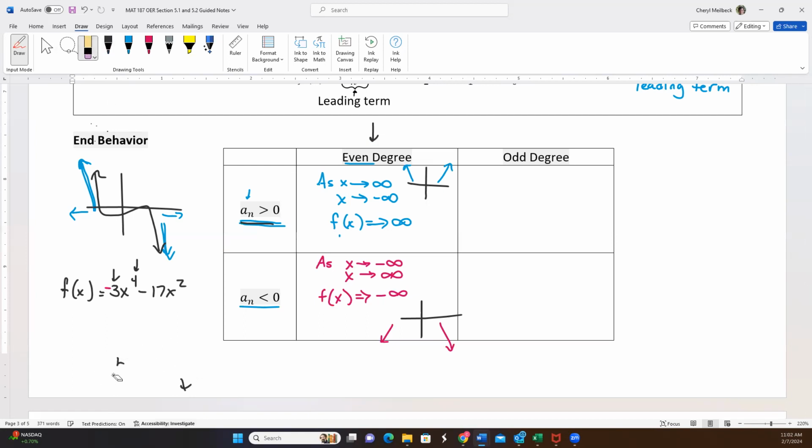All right, let's go on to an odd function. Odd functions would be if the exponent was like 3, 5, or 7. Then what's going to happen is this. If your lead term is positive, as x approaches infinity, your y value will approach infinity. And then as x approaches negative infinity, your y value will approach negative infinity.